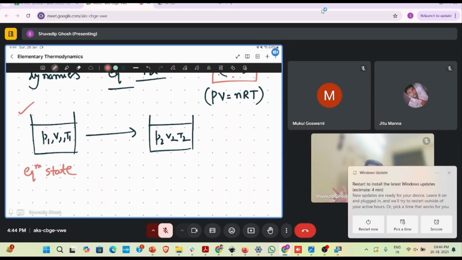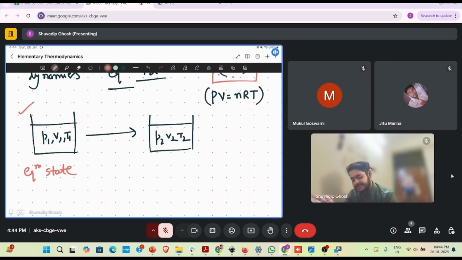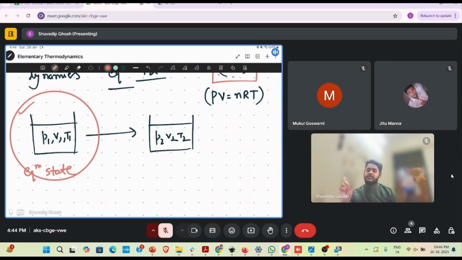If you don't let this system interact with the surroundings, let's say it is an isolated system, then it will always be P1, V1 and T1. It will never change. So it is independent of time. That's why it is called an equilibrium state. An equilibrium state is a thermodynamic, macroscopic state which will never change with time if it is an isolated system. This is true for this case also. If this state is kept isolated, it will also not change with time.